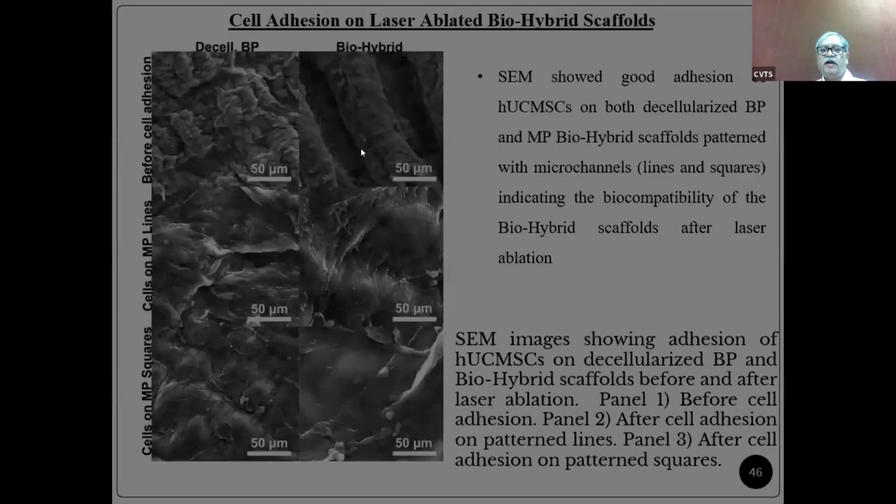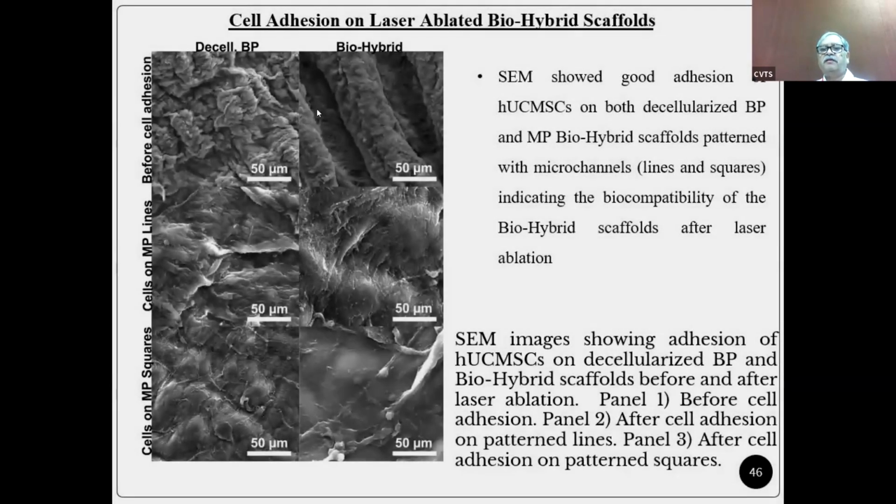So you can see a very nicely aligned scaffold here, and these grooves are very important because cell infiltration has to be there. Because of cell infiltration, we require those kinds of things. The image shows the adhesion of MSC, mesenchymal stem cells, before and after the laser ablation. You can see it nicely here.